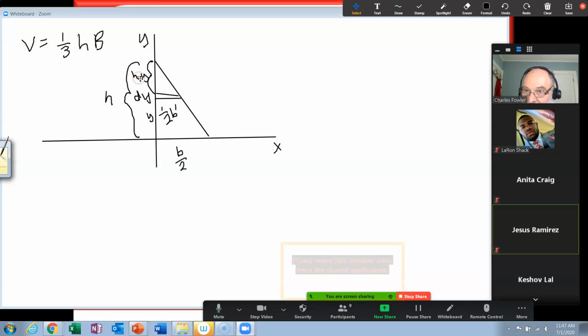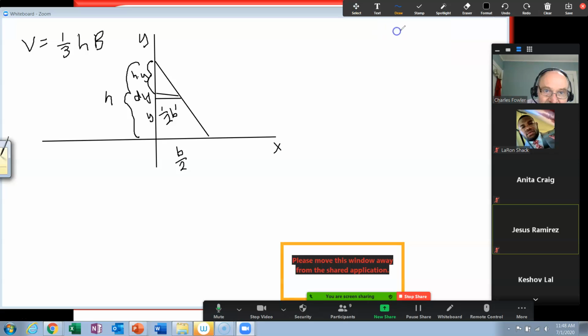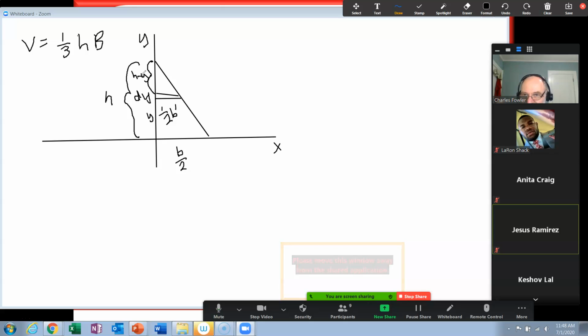Okay, I still can't get the minus sign to draw, and it irritates me that it does this weird thing. But okay, that's a pretty ugly minus sign, but there it is, h minus y. Okay, now, what we're trying to do is find the area of this slice.